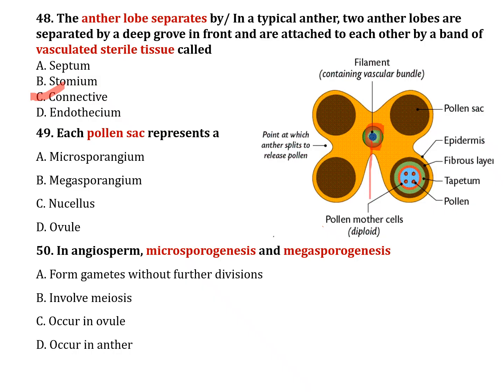The next question, number 49. Each pollen sac represents a: option A, microsporangium; option B, megasporangium; option C, nucellus; option D, ovule. Correct answer is option A, microsporangium.